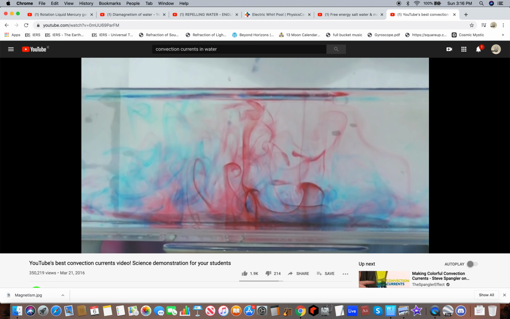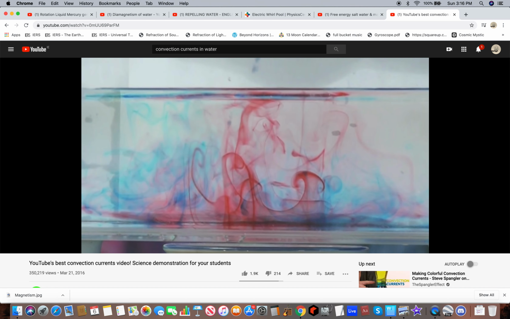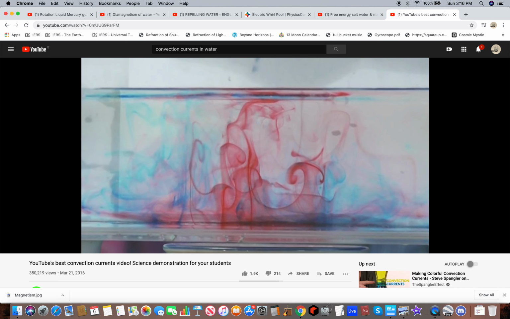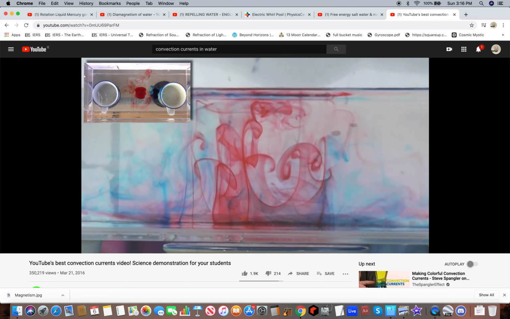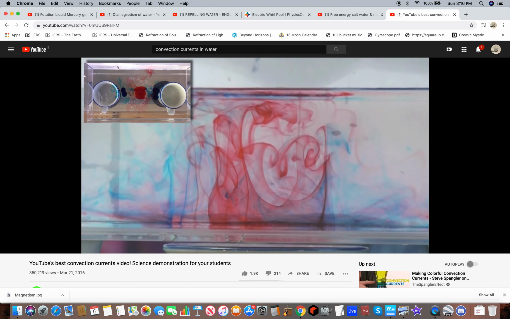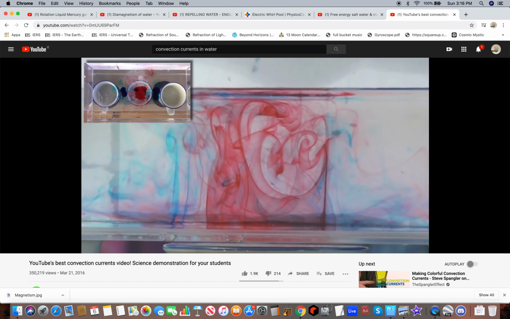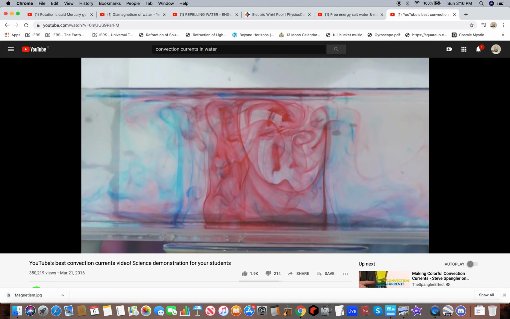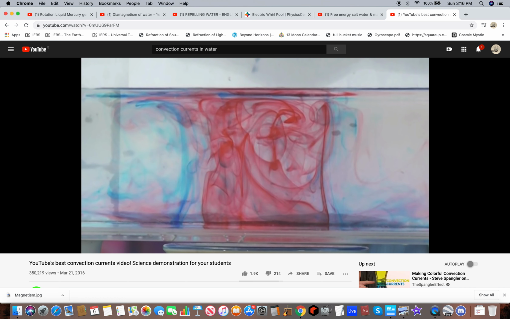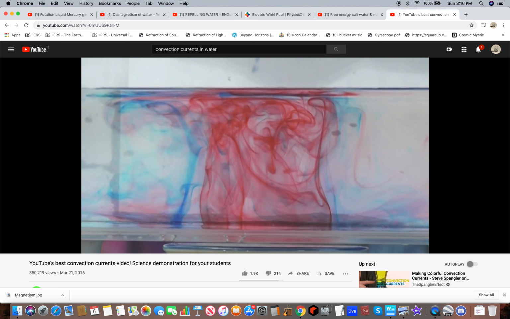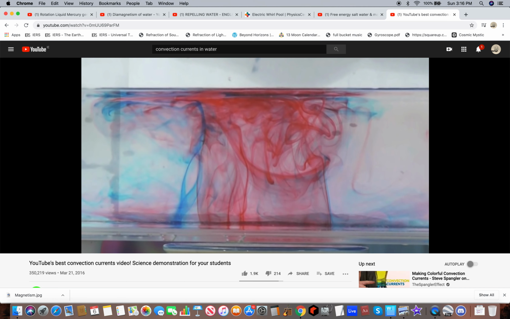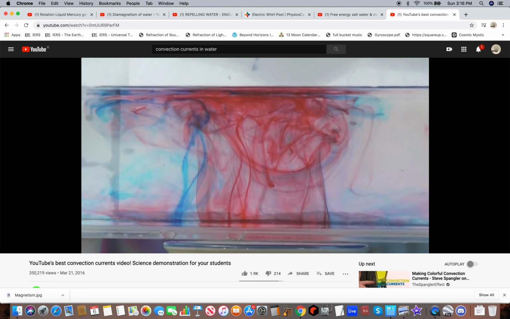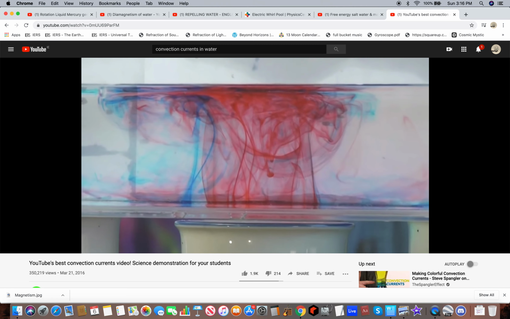The less dense water rises and pushes down the colder water at the top, and that comes down, heats up, and comes up and pushes back down. So it's like a complete cycle. Convection is a cycle, convection currents. So you can see what's happening here. That's what's happening in our oceans. It's just happening at a much bigger scale. It's not as obvious, but it's happening at a bigger scale.